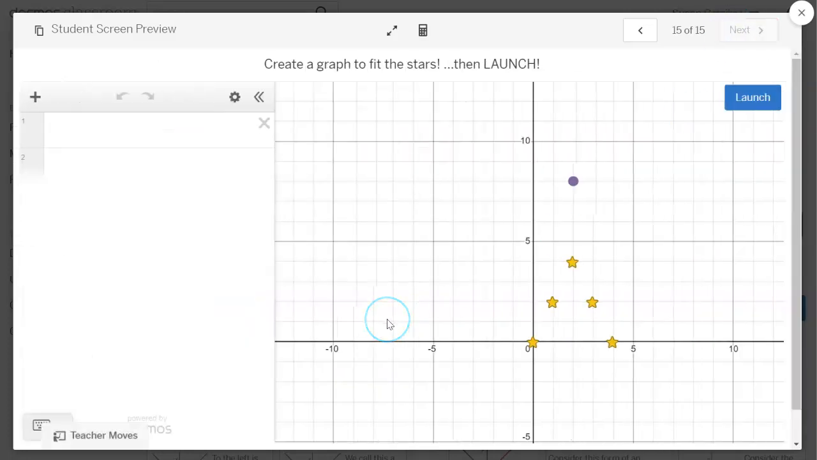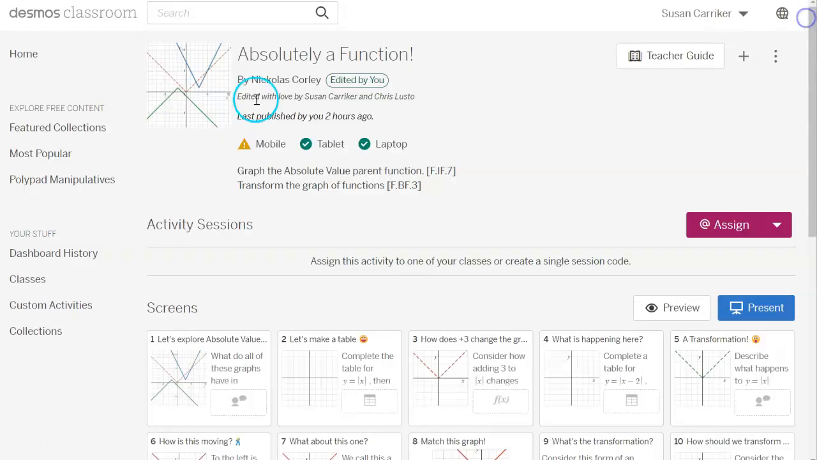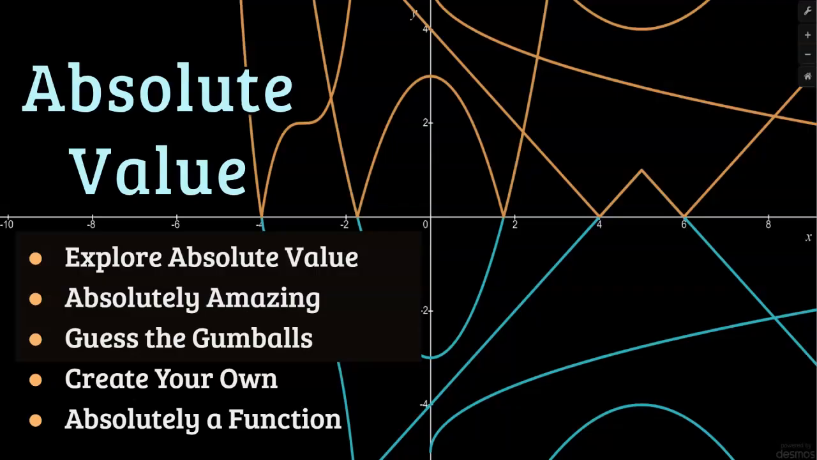The last activity they're doing is a marble slide. So they're going to create, if I click launch now, you see it only hits that 1 star, so they need to create a graph that will basically go through those stars so that it will let the marble hit all the stars. And that is the conclusion of this activity, and that is the conclusion for this lesson.